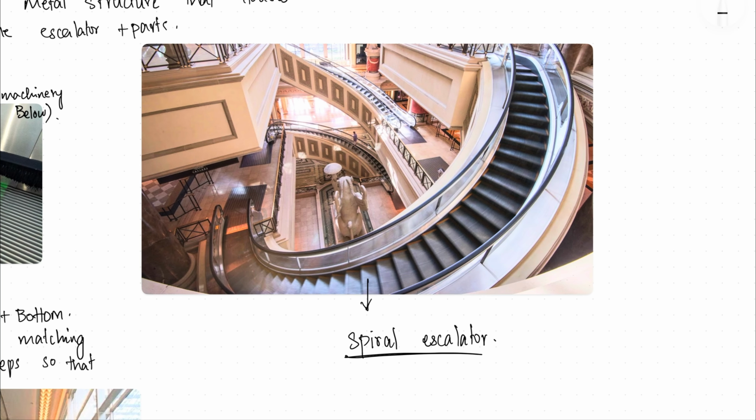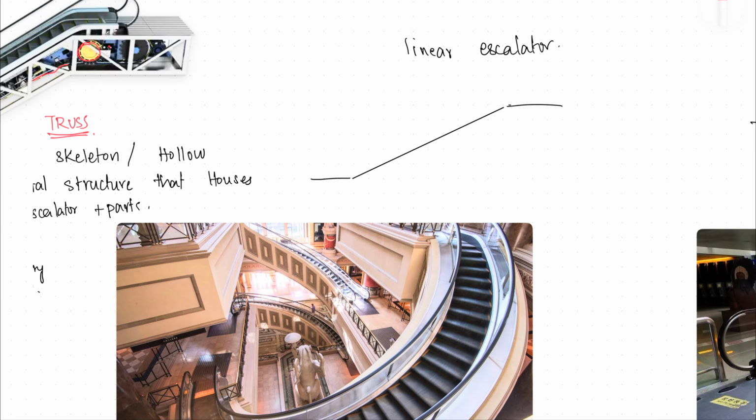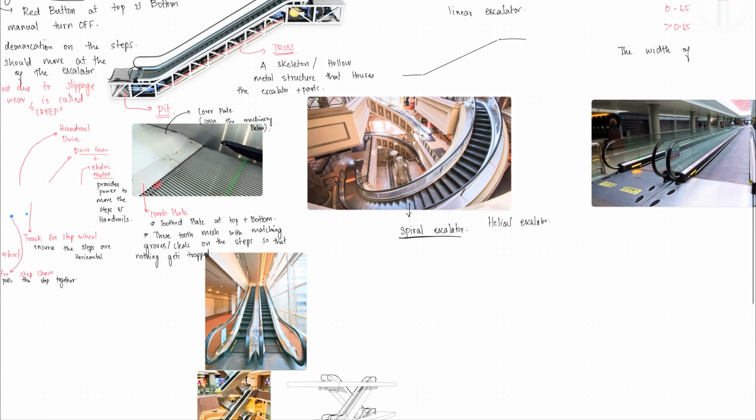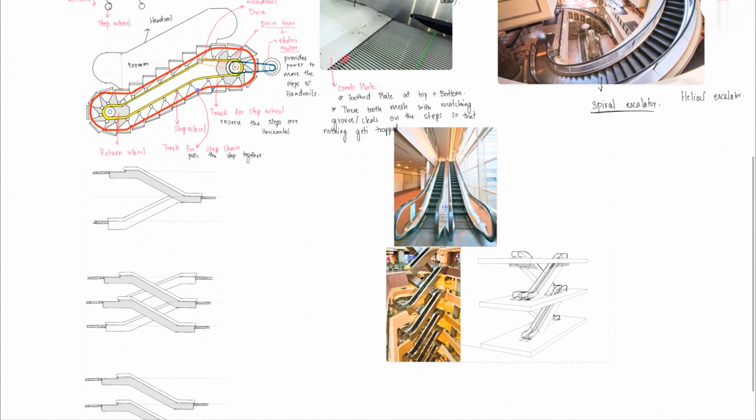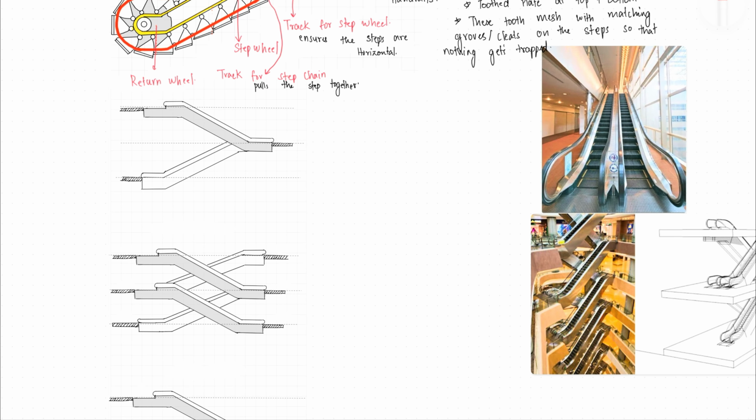Okay, so basically it goes in a spiral way. You also have helical escalators, and even free form escalators are also available. But predominantly we'll talk about linear escalators. Now, if we move on to the different layouts of escalator, there are predominantly three ways.